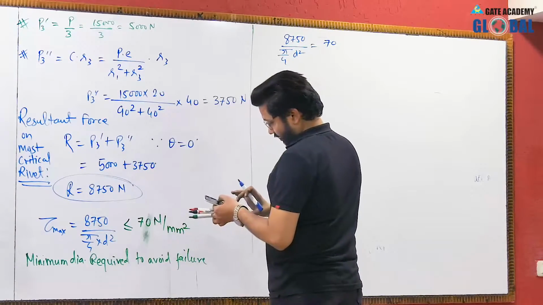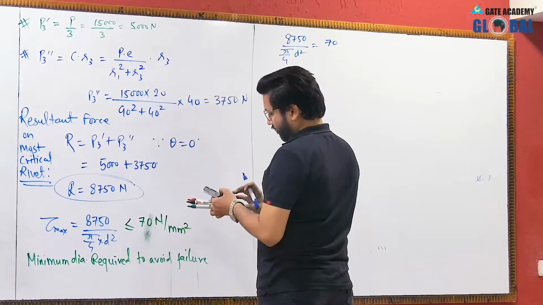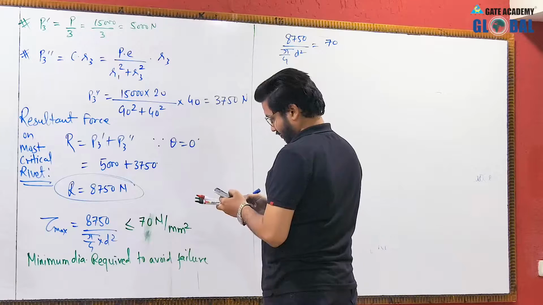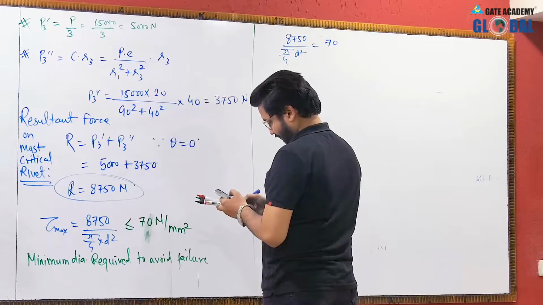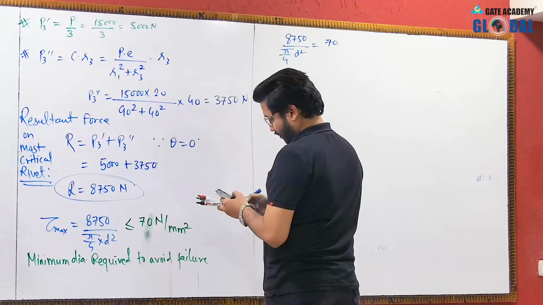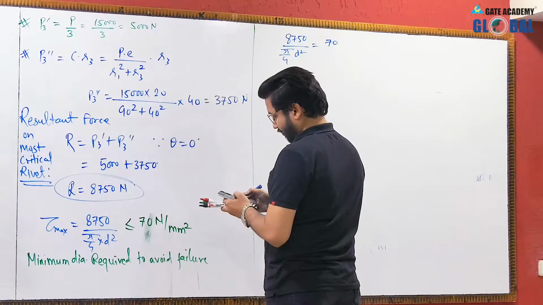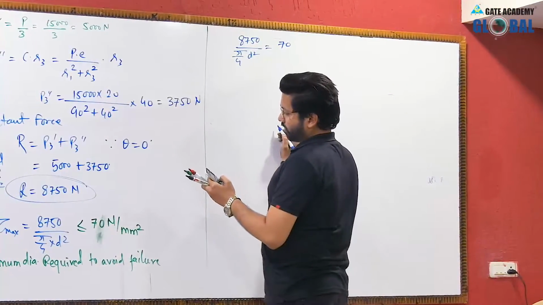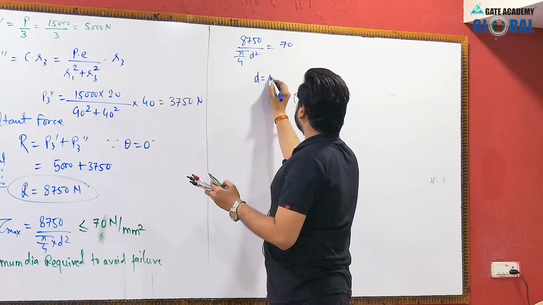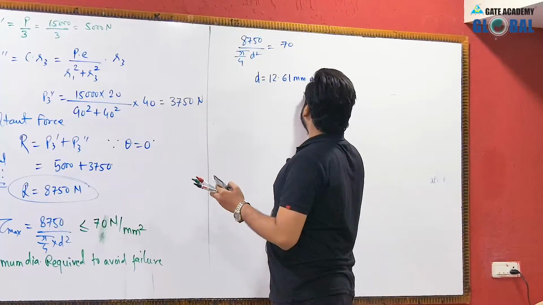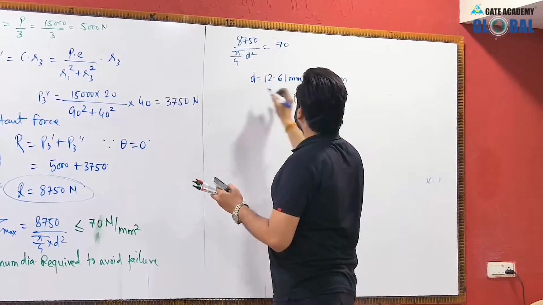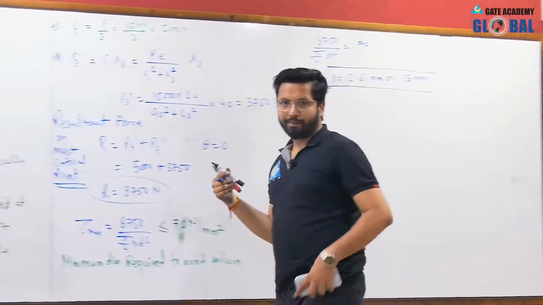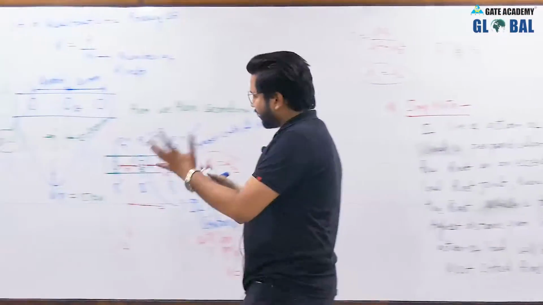So 8750 divided by pi by 4 into d square is equal to 70. The diameter is coming out to be 12.61 mm, or you can write it as 13 mm. So round up the value: the diameter of the rivet should be 13 mm, or the rivet hole should be 13 mm. Now this was about this problem.